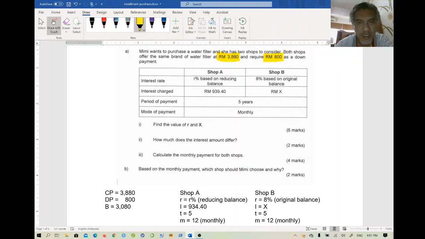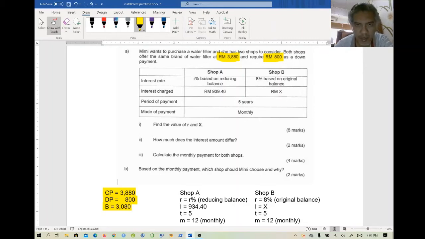Alright, let's see how we can solve the problem. First of all, we identify the given information. The cash price is 3,800, and the down payment for both shops is 800. Using these two, you get the balance to be 3,080 ringgit. So 3,880 minus 800, you get the balance to be 3,080.